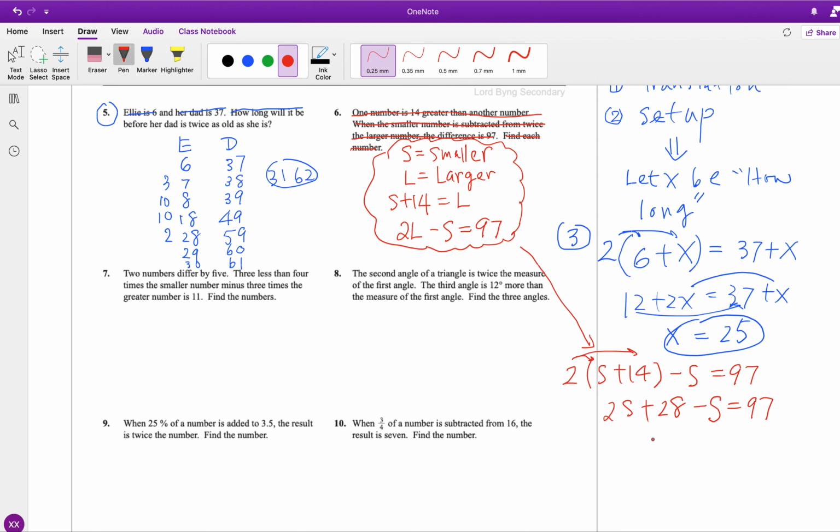Okay, now this becomes just S. Then move the 28 to the other side. So it's 97, subtract 28. Now therefore my S equals, how much is this? 69. All right, so if my S is 69, and therefore my L is plus 14, and that gave me 83, right? Then that's my solution.